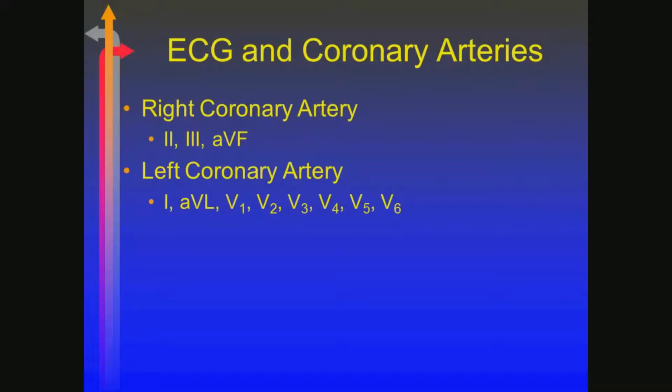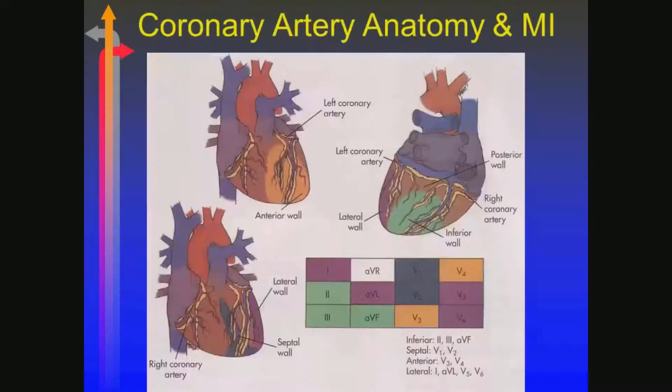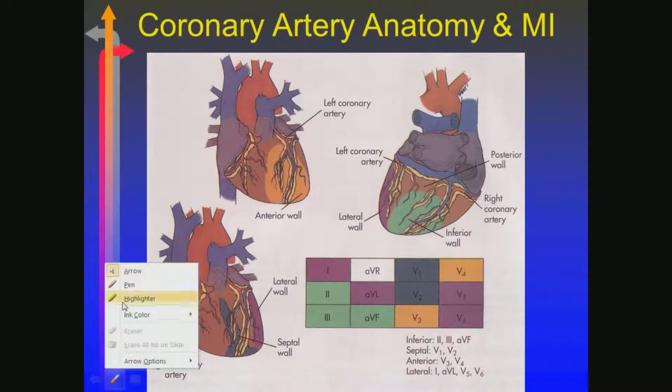The right coronary artery is predominantly involved in feeding leads 2, 3, and AVF. The balance of them are fed by one of the branches of the left coronary artery. We'll talk about which branch it is in a sec. You don't have this in your text anymore, and I wish they did, because it's a great picture. But you can see we're talking really about the 4 different walls being involved. Let me see if I can draw this.